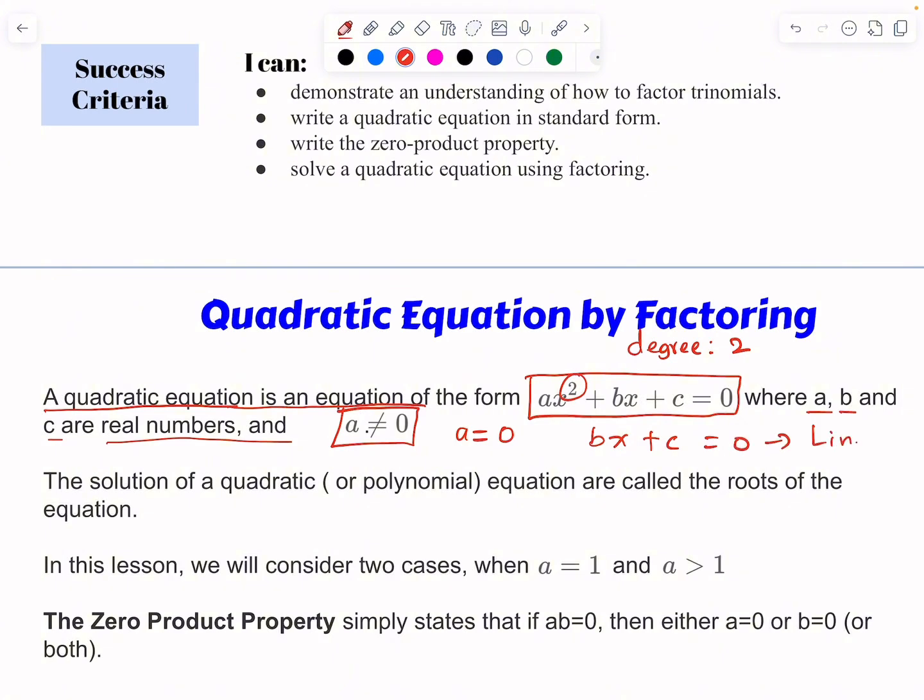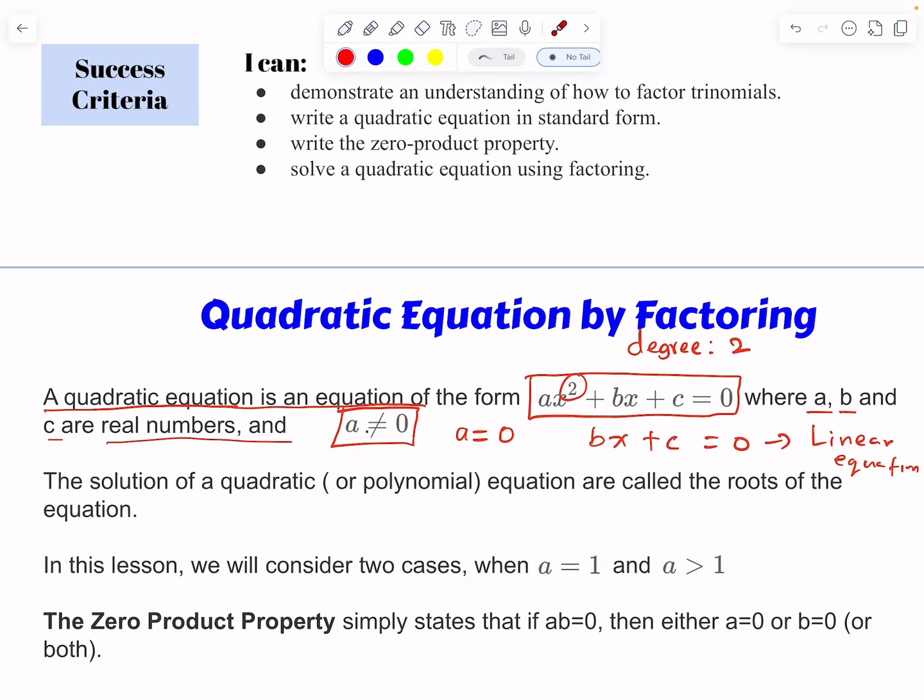This one is a linear equation. It's just a linear equation. The reason is because the degree of that equation will be equal to 1. The degree right here will be equal to 1. So that will be a linear equation. That's not what we want. So that's why I said a should not be equal to 0.